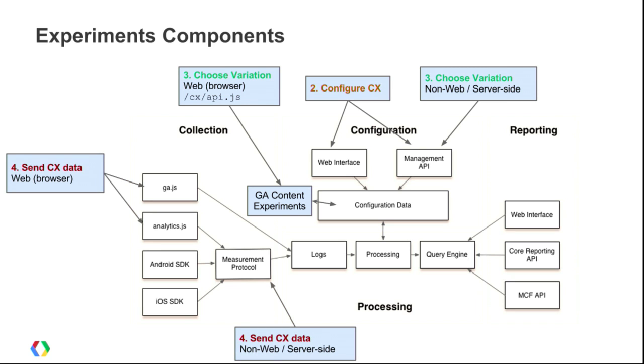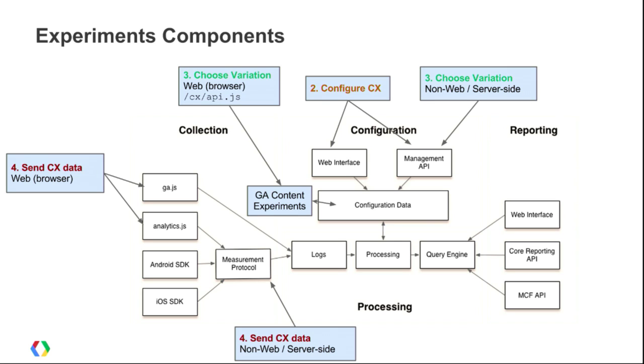The fourth step was that we wanted to send experiment data to Google Analytics. So once you've chosen a variation and you've shown the variation, we need to make sure that that data gets sent back to Google Analytics. If you're doing web-based experiments through the browser and you're using JavaScript, currently we have Analytics.js and GA.js, the two libraries for tracking or measurement, and you can send data through those interfaces.